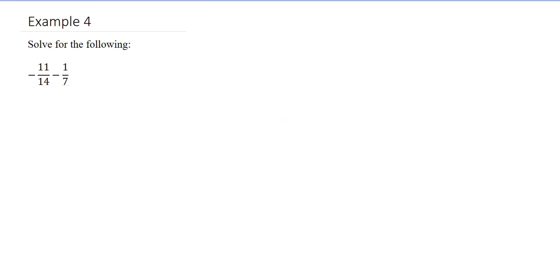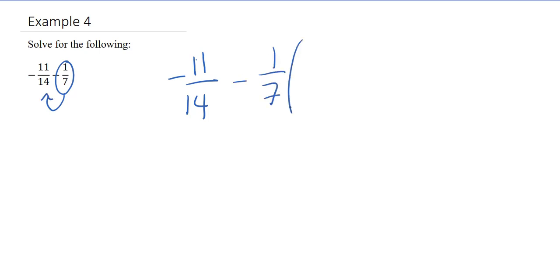Example 4. We're going to solve for the following. We have negative 11 over 14 minus 1/7. So let's go ahead and rewrite this. So we have negative 11 over 14. Before we rewrite this, let's think. So 1/7. Well, if we just go ahead and multiply the 7 by 2, we can get to 14. So minus 1/7, but we're going to multiply this fraction by 2 over 2. Doesn't change the fraction, so we can do this.